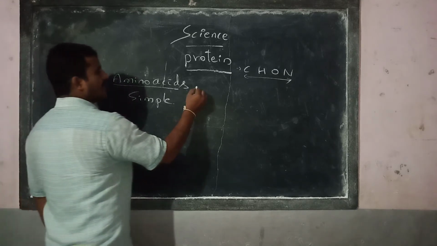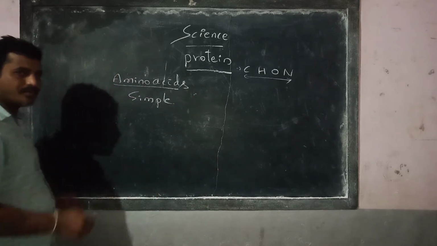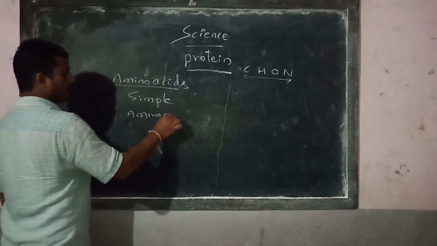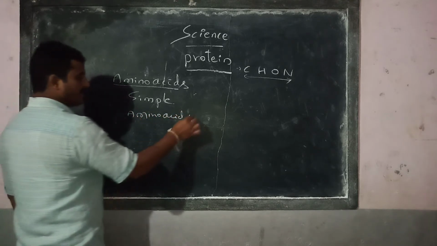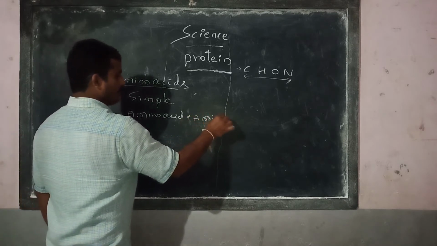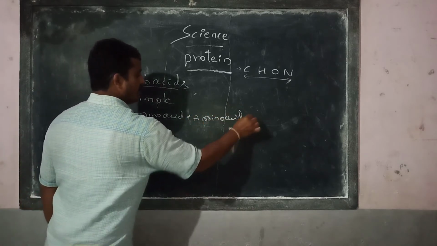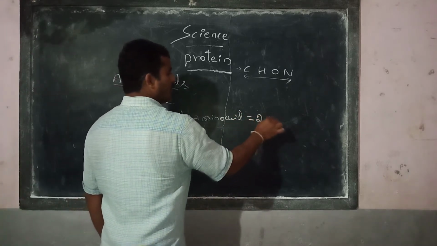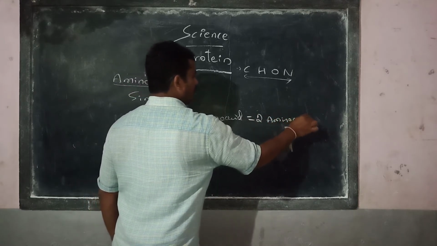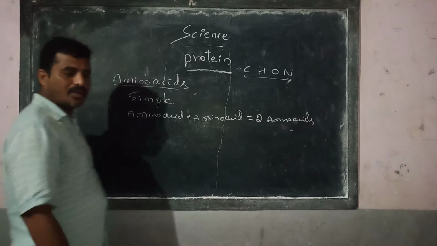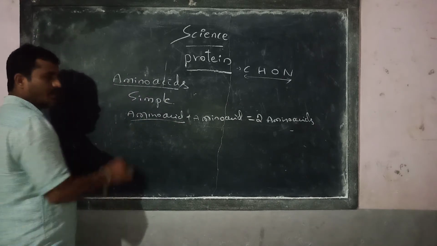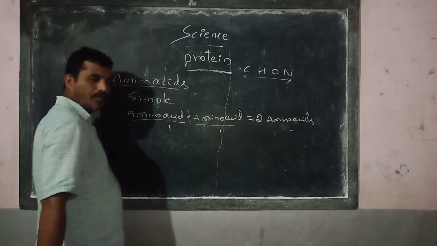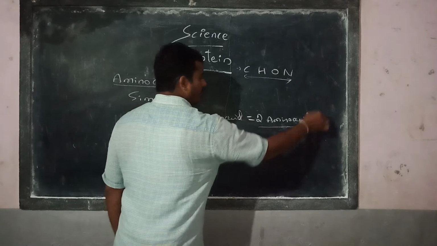If these amino acids are gathered, for example, imagine there is an amino acid plus another amino acid is equal to what? What is the resultant product? Yes, obviously it is 2 amino acids. Right? So now see here, what is it? Amino acid, as I said, is a simple protein. One unit of amino acid and another unit of amino acid together form two units of amino acids.